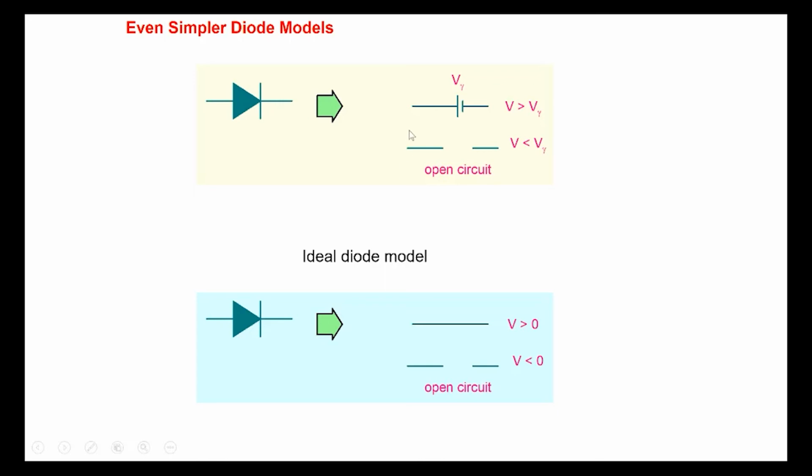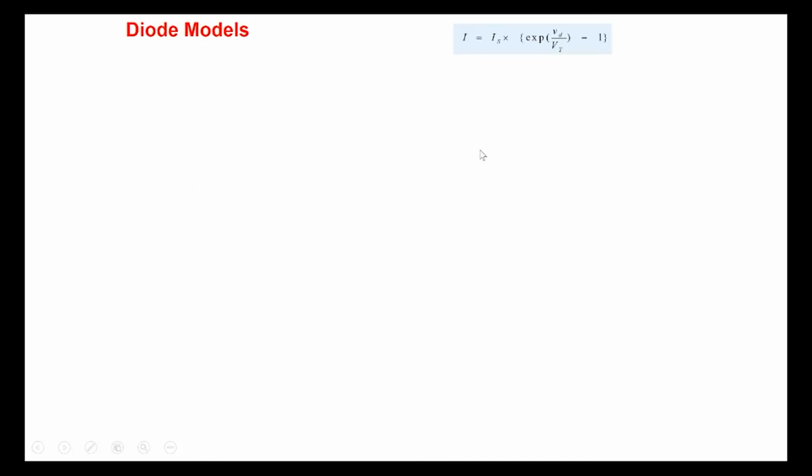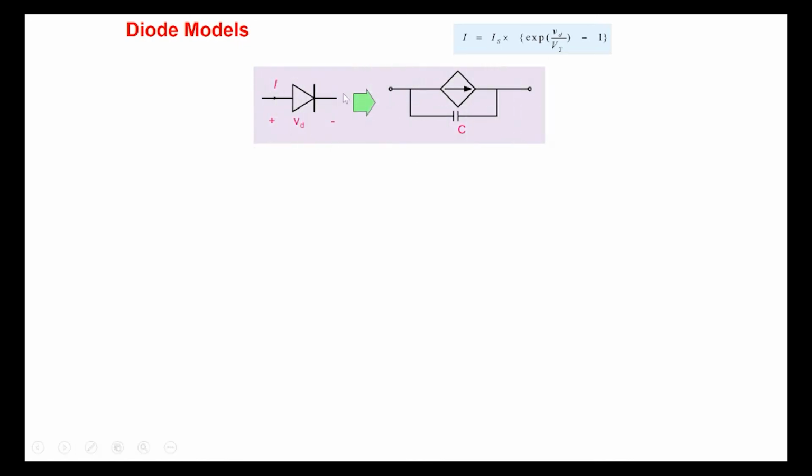This one is a little bit more complex, better, where in the forward bias you approximate it by V gamma and in the reverse bias with the open circuit here. So already we can build 4 different models. We have this model, which is represented by this equation. Then we have this model here, where we approximate the diode in forward bias with a battery and a resistor, and in reverse bias with an open circuit.